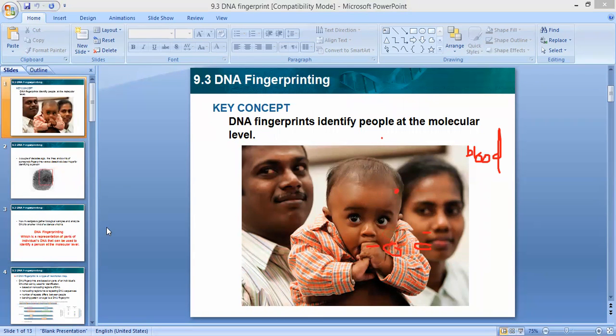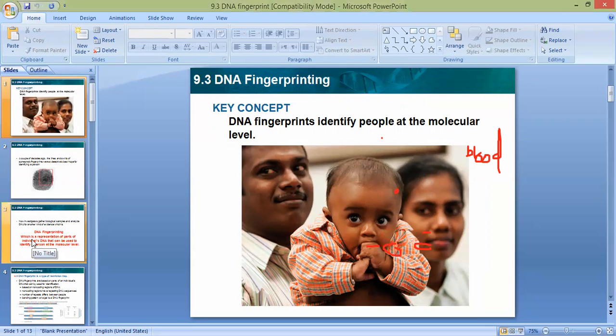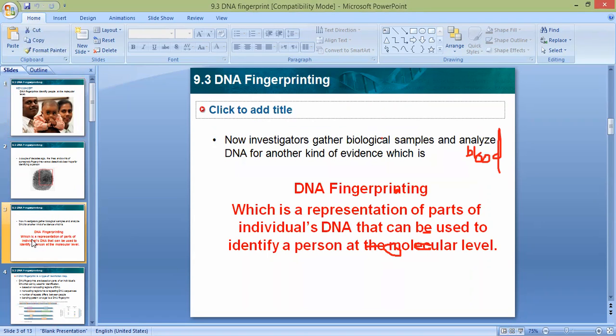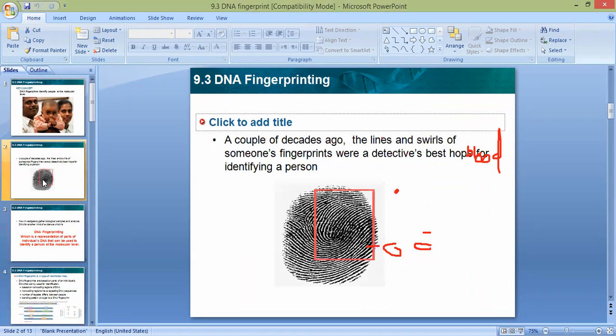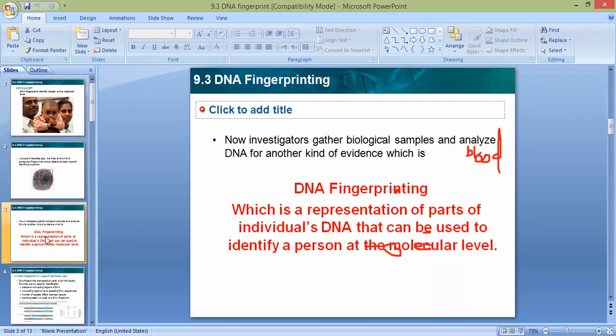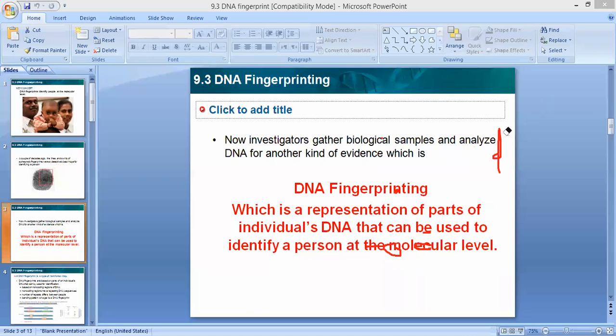It is a representation of an individual's DNA that can be used to identify a person at the molecular level. Bravo. And we said it's a type of what? Who can tell me? Jane? It's a type of restriction map. Bravo, a type of restriction map that is done by the same way we learned before, which is cutting DNA.